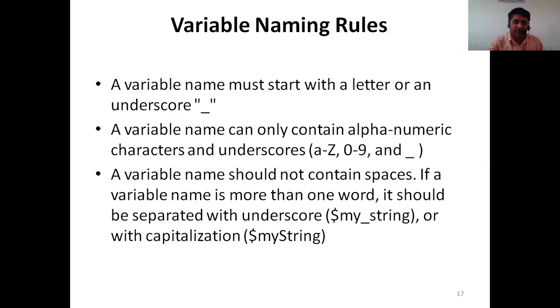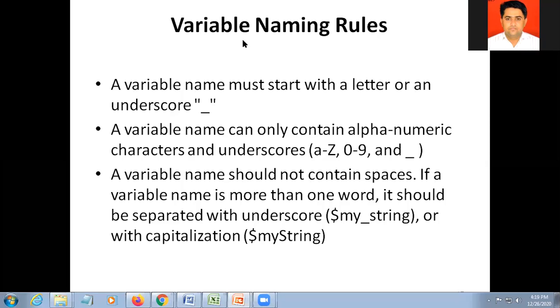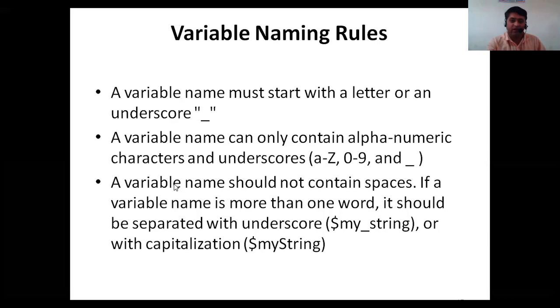The next rule is that a variable name can only contain alphanumeric characters and underscore. For example, A to Z, 0 to 9 and underscore. A variable name should not contain a space. If a variable name is more than one word, it should be separated with an underscore or with capitalization. For example, IT space kkw is not allowed; IT underscore kkw, we can declare as it is. Okay, so remember that this is a rule for the variable name.